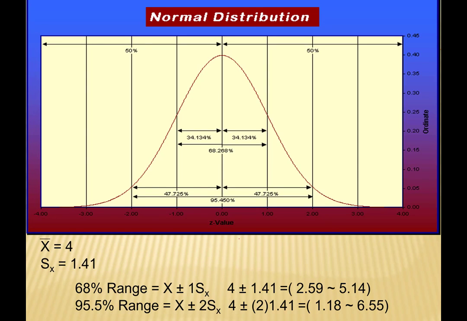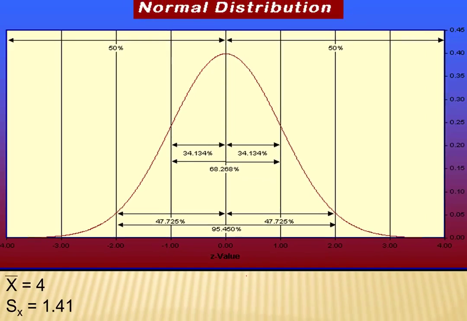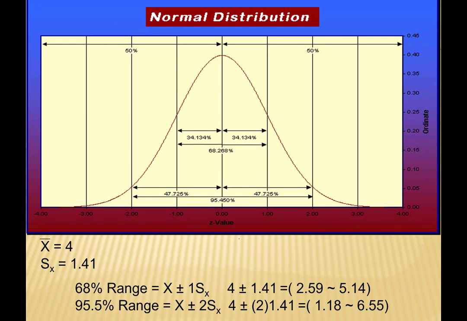So here's a better graph that tells us the totals from the middle, still using the same numbers here. The 68% range then would be x bar plus or minus 1 standard deviation, right? So the calculation tells us that the 68% range of scores is between 2.59 and 5.14. So 68%, or the majority of the data, ranges within these numbers. If you remember the actual data that we used to calculate the standard deviation and the mean, the scores range from 2 to 6. So this range then includes the majority of the data.